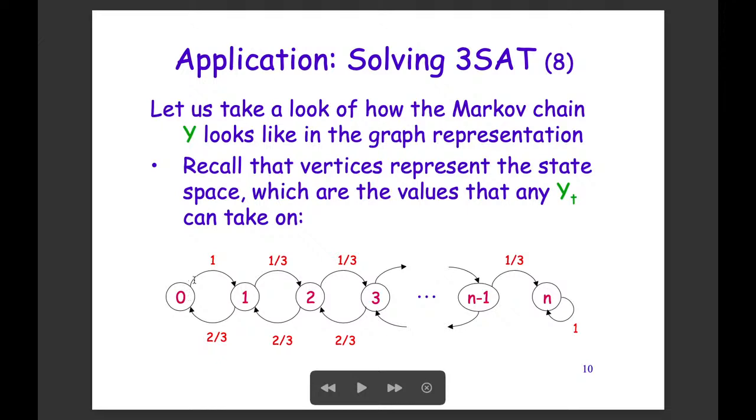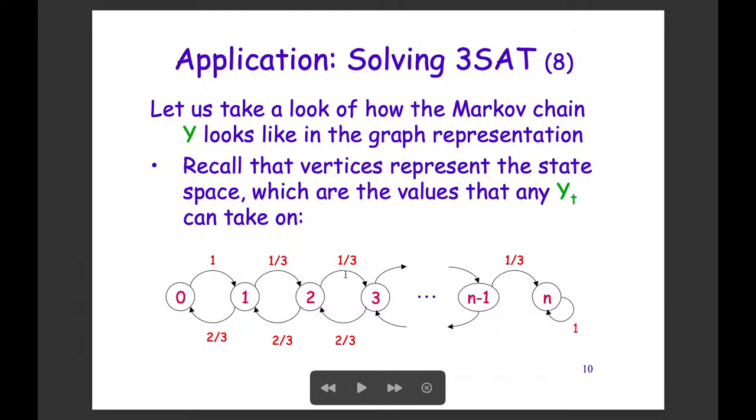If we are at state 0, then we must move to state 1 with probability 1. And similarly, if we are already at state n, then we are going to stay there forever. So with probability 1, we're still at n. But in general, it is 2/3 going back and 1/3 going forward.